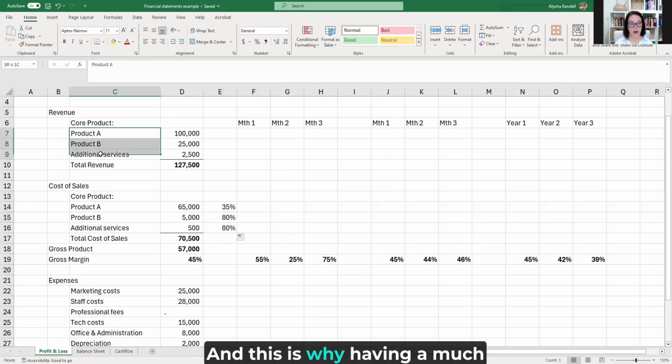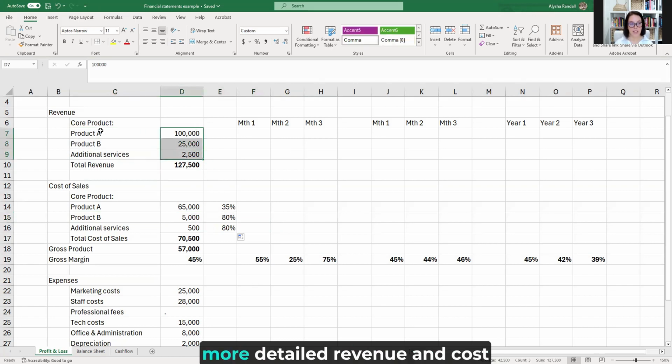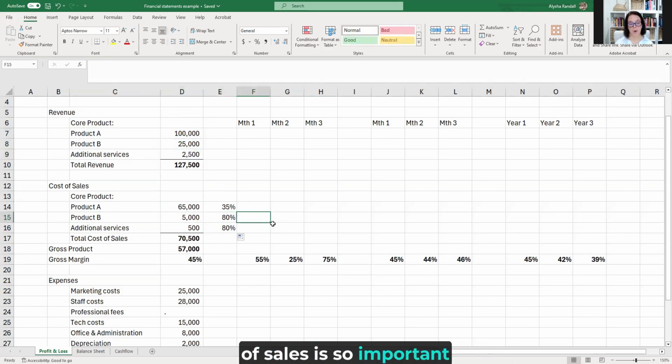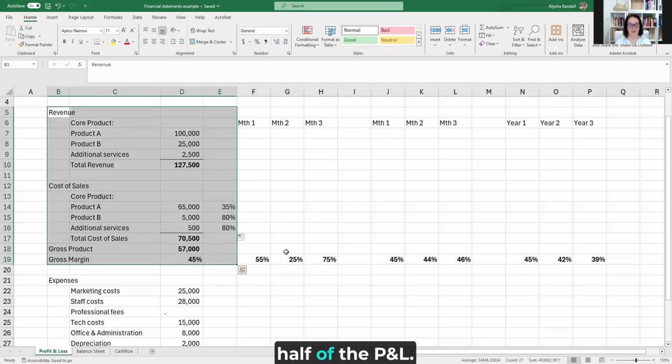And this is why having a much more detailed revenue and cost of sales is so important for SMEs. Well, all businesses really, but particularly SMEs as you're trying to understand the business. So that is the top half of the P&L.